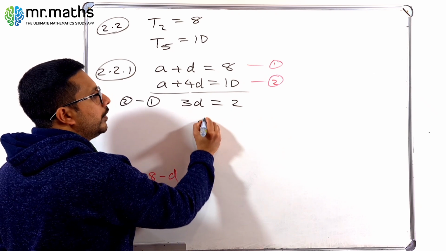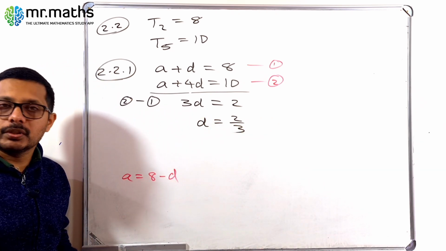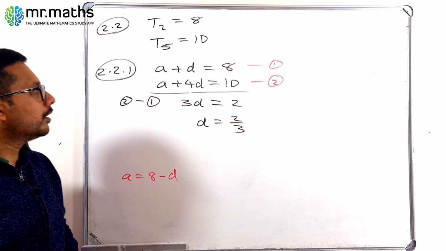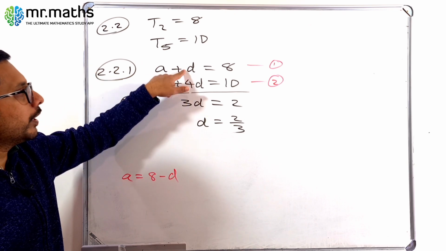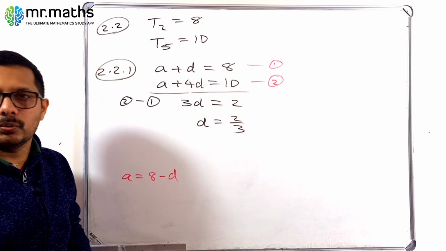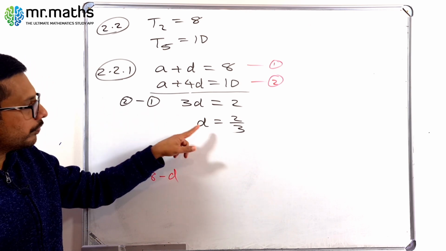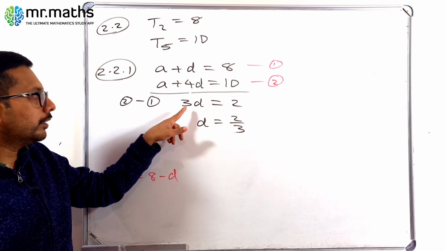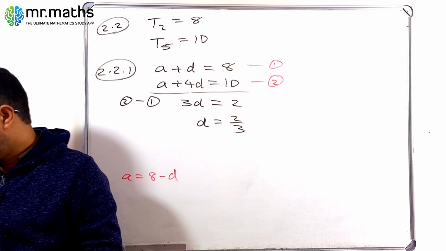So what is the value of D? D is equal to 2 over 3. It's very easy. You don't want to substitute and simplify. A minus A is 0, we don't want to write. 4D minus D is 3D, equal to 10 minus 8 is 2. Term by term we have to subtract equation 2 minus 1. From there, divide both sides by 3, then 3 cancels, D is 2 over 3. So the value of D is 2 over 3.